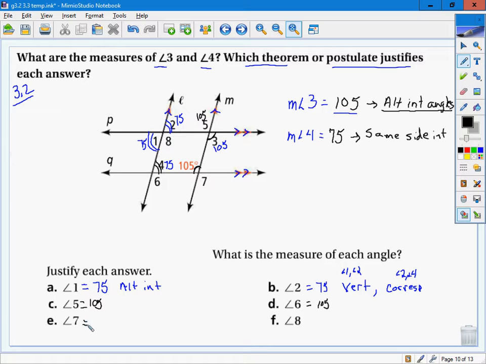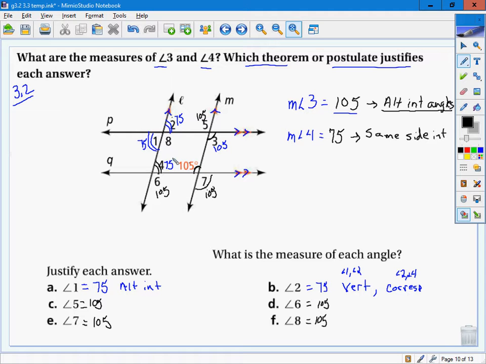How big is angle 7? Angle 7 is 105. I could have said vertical. I could have said corresponding. I could have said alternate exterior. Angle 8. 105. I could have said linear pair. Could have said same side interior. I could have said corresponding. I could have said alternate interior.